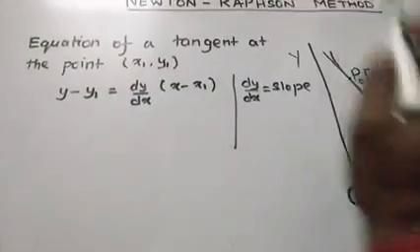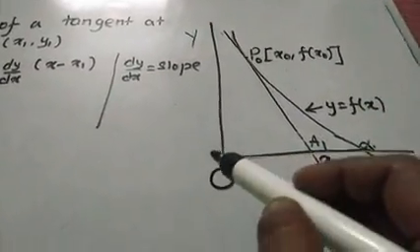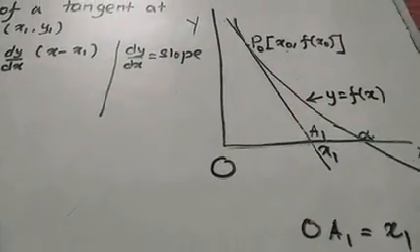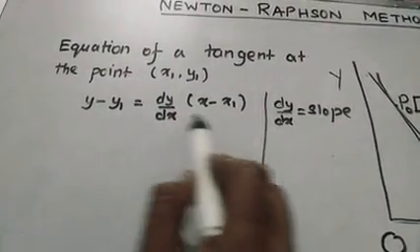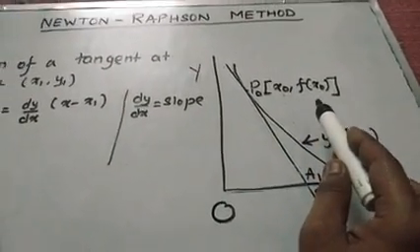So we will use this equation because here also we have drawn a tangent to the curve. At which point? At the point x0 comma f of x0. Here the equation is for the point x1 comma y1, that's why the equation is in this form. Here the tangent we have drawn is at the point x0 comma f of x0.